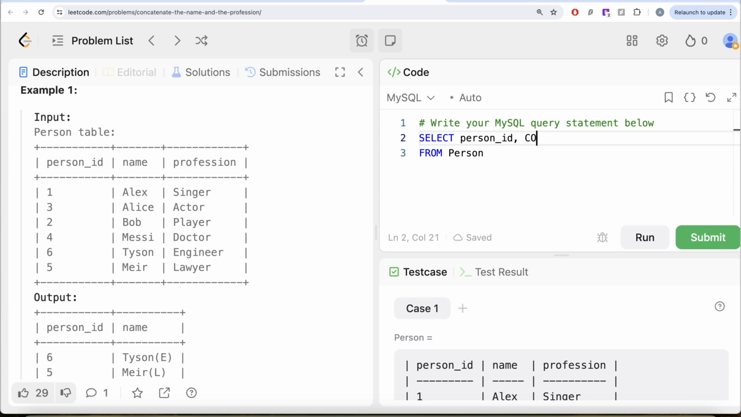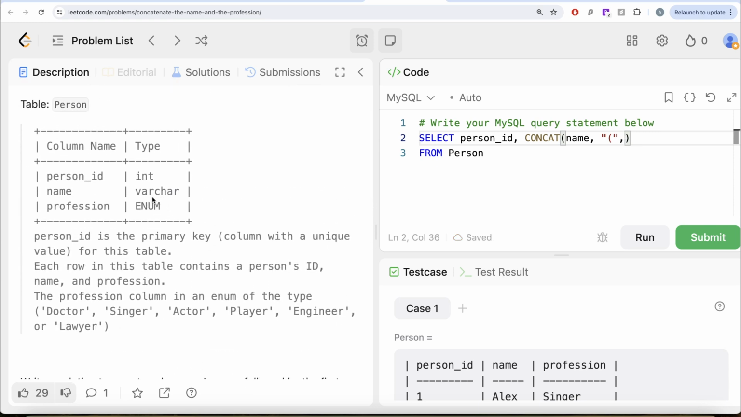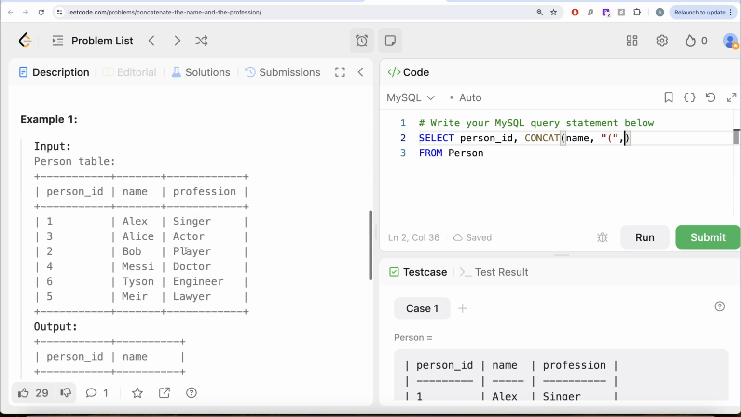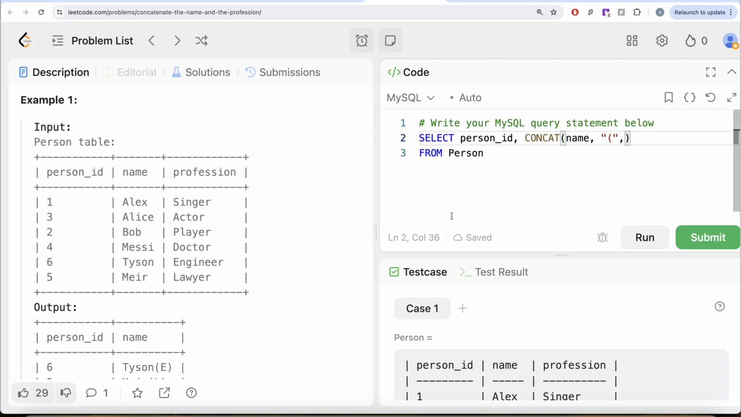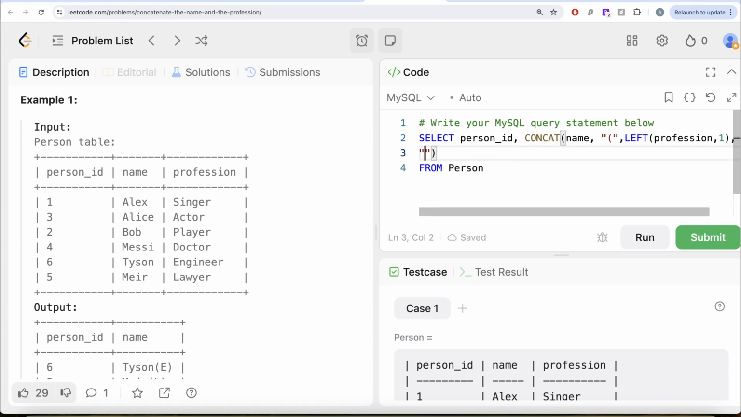So we can go ahead and write concatenate, then take the name column, then you need to have an open parenthesis, then you need the first letter of the profession, and profession, if you look at it, is an enum basically, which is a string. So what you need is the first letter, right? So we can use the left function. So left, take the profession column and keep only the very first value from the left, and then you close the parentheses.